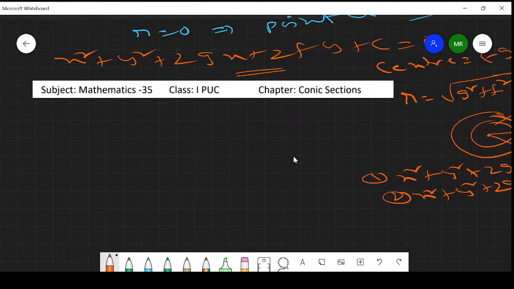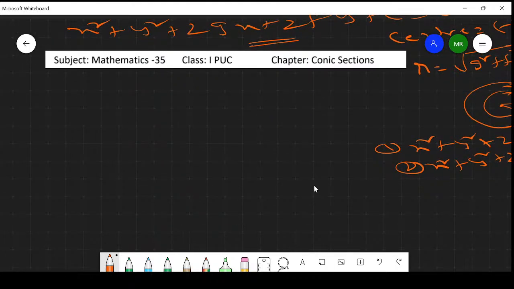Now coming to the next one. I have given a brief idea about circle. Now after circle, I am going to give a brief idea about parabola. What is a parabola? I am going to explain now. See the parabola concept.